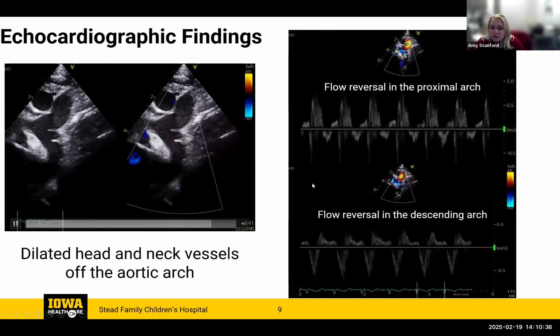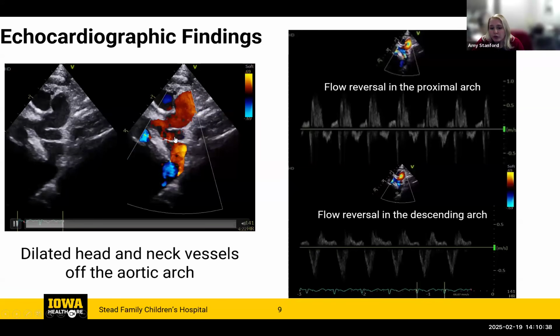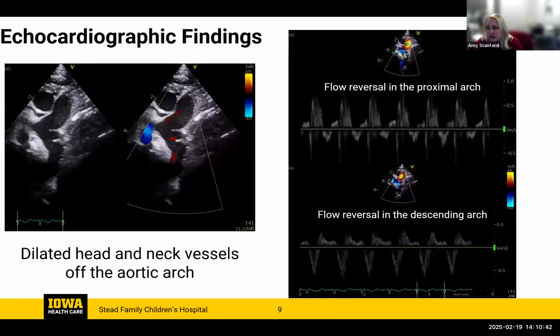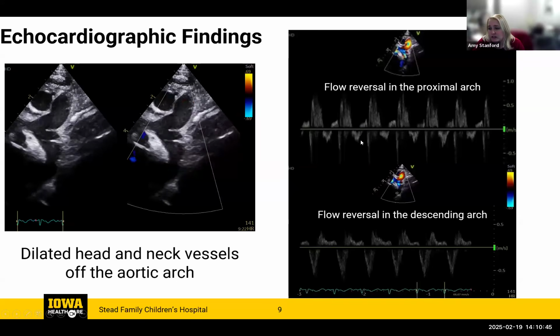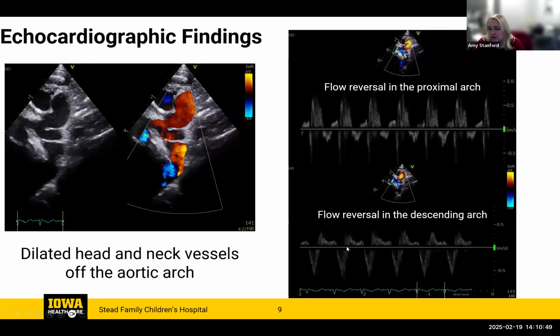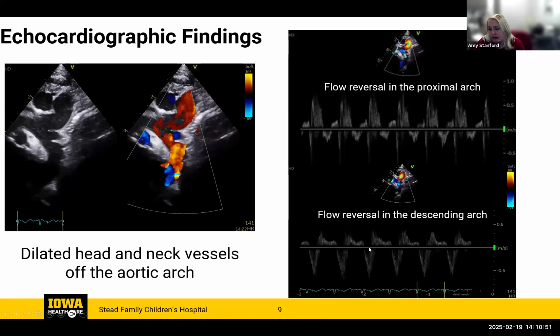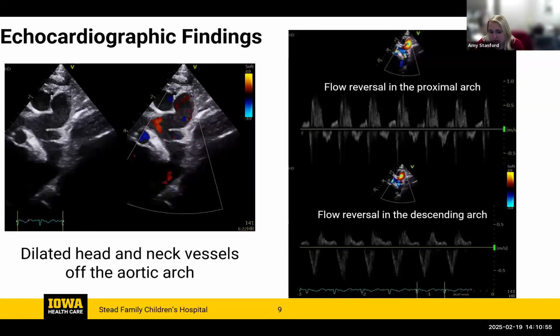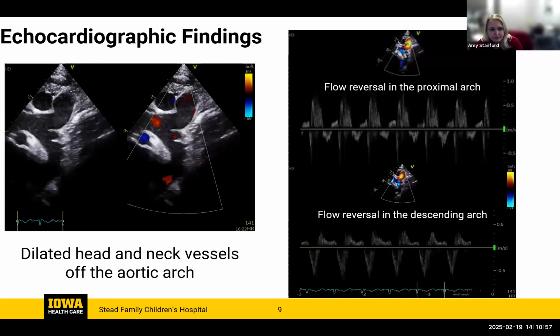And what you'll see is when we Doppler, in both our pre and post ductal pulse wave Dopplers, we're going to see reversal of flow. So we'll see reversal of flow in the proximal arch, seen here, as well as reversal of flow, especially during diastole in the descending arch. These are abnormal and should raise your concern for a vein of Galen.